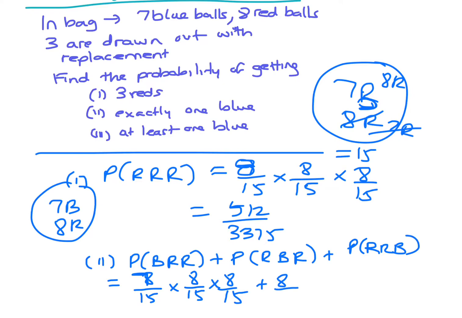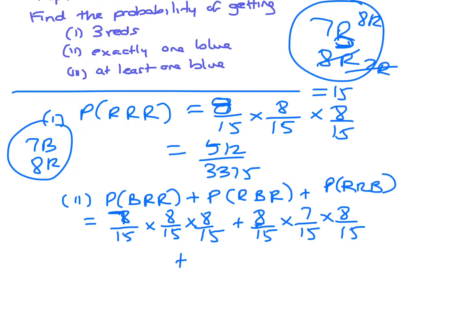First one we want red. Red would be 8 on 15. And blue is 7 on 15. And then a red would be 8 on 15 because you're putting it back before you make the second draw. And then, do you notice it's the same?